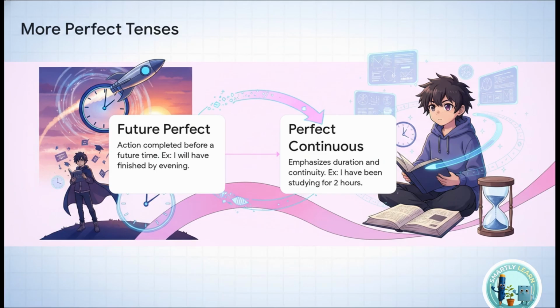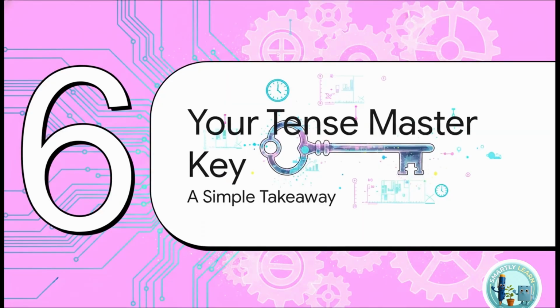Now, for that final row, perfect continuous. This one is all about one thing, duration. How long? I have been studying for 2 hours. You're not just saying you studied, you're stressing that it started back then and it's still happening. It's all about the journey, not just the finish line. Okay, we did it. We've traveled through that whole grid, you've seen the system, you see how it all connects.